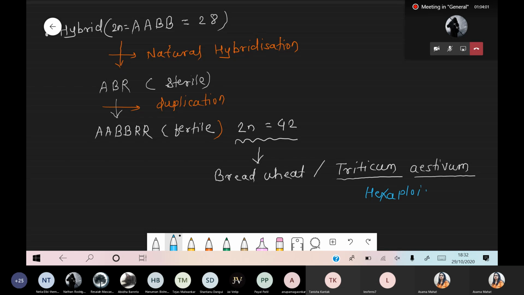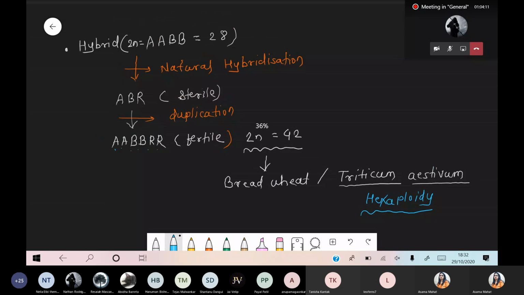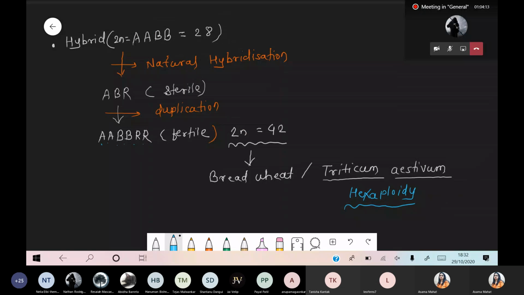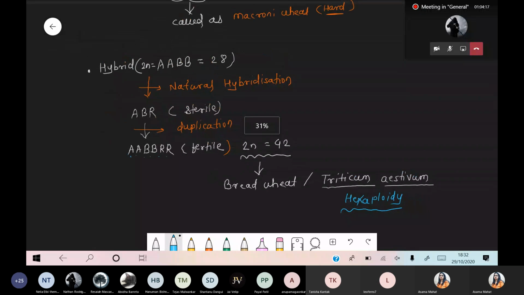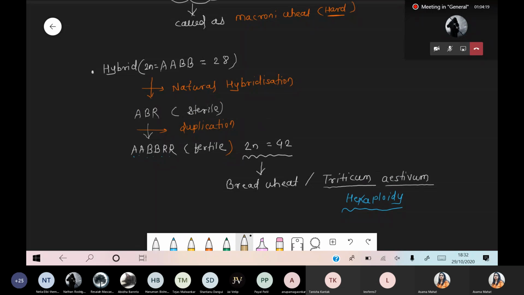Why do we say it is hexaploid? Because a total of 6 sets of chromosomes are present: A, A, B, B, R, R. Simple meaning है, no need to remember the middle steps, कैसे form हो रहा है, क्यों form हो रहा है. Just remember the first and the last point. So you have to remember only this point.